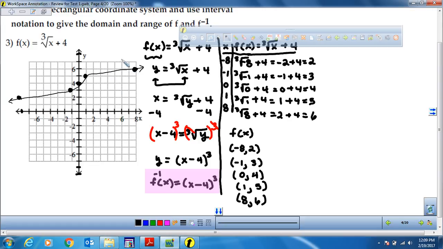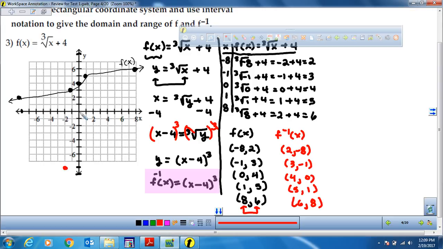So this is the function f of x, and then similarly, to graph the inverse of this function, all we have to do is interchange the x and y values. That is going to create the inverse of f of x, which gives me 2 comma negative 8, 3 comma negative 1, 4 comma 0, 5 comma 1, and 6 comma 8. So we graph those points.